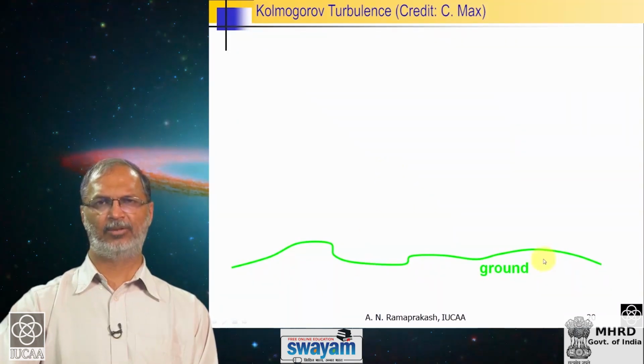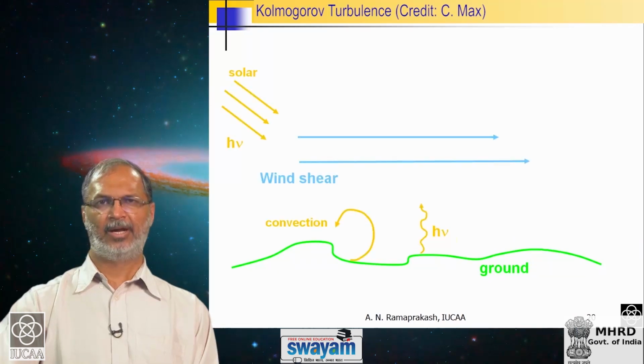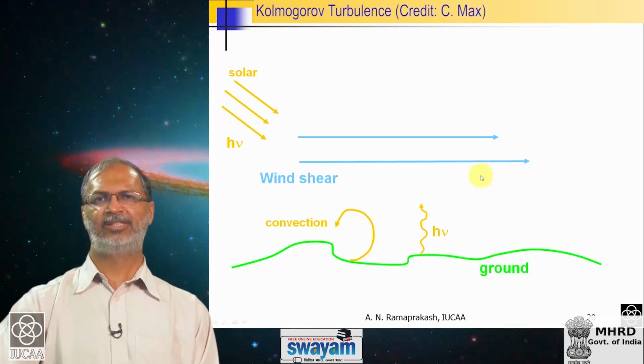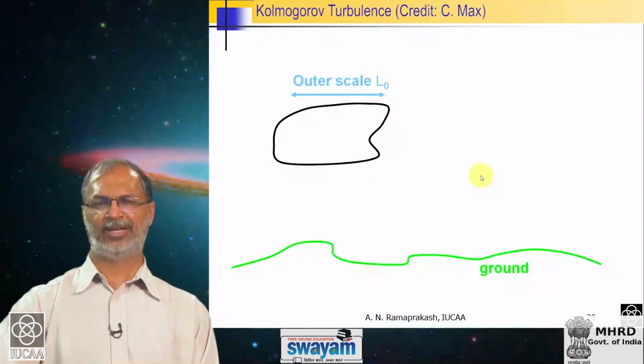If we think of the ground layer here, this ground is heated by solar radiation, human activities, and then the wind could be blowing across. All this is mixing the atmosphere up all the time, continuously. So, the atmosphere through which the light has to pass is not a very homogeneous stable medium. It is a turbulent inhomogeneous medium which is continuously changing because of all these factors.